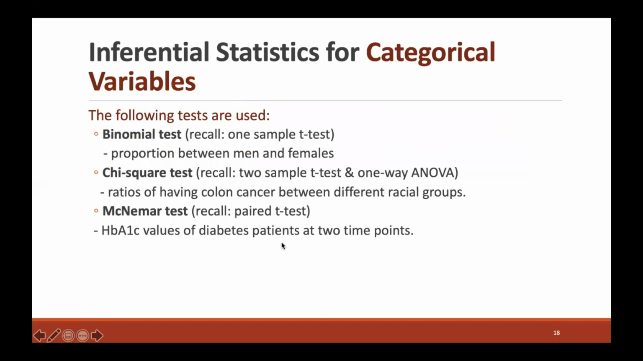How do we do inferential statistic tests for categorical variables? We can use the binomial test. It is similar to one sample t-test. Chi-square test is similar to two sample t-test and one-way ANOVA. Then McNemar test is similar to paired t-test.